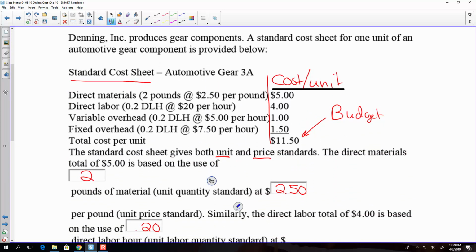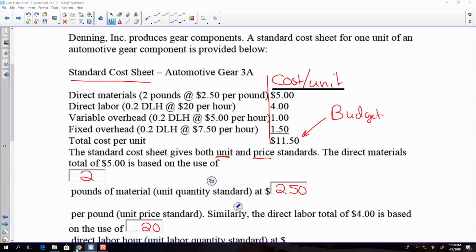This is what we think it should take, not only for material and labor, but also our overheads are in here, both variable and fixed. Now, we won't talk about the overhead in Chapter 10. We will talk about the overhead when we get to our next chapter.